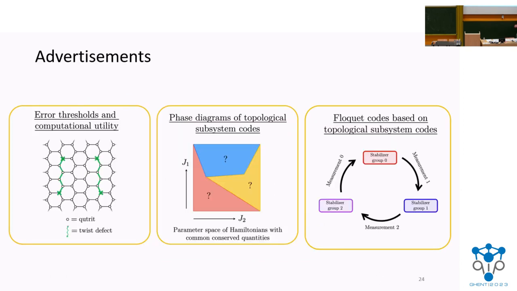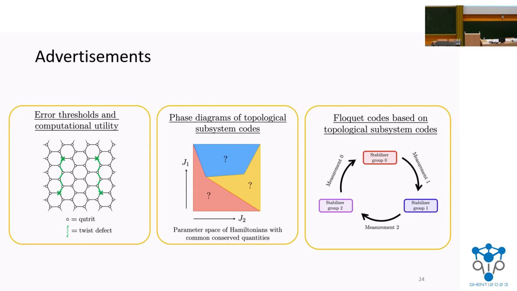So here are some advertisements. I think an important question moving forwards is assessing how useful these new examples are for quantum computation. We found one example which I think is especially interesting. It's defined with Q-trits, but it has high bias noise error thresholds. It only involves two-body measurements. And there's a relatively simple way to insert twist defects. And you can do some logical operations with relatively low overheads.